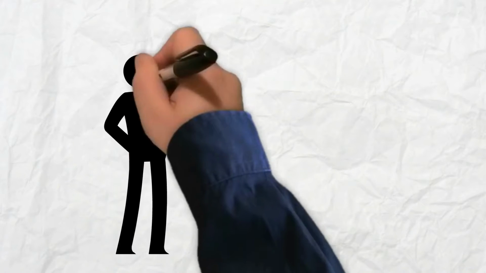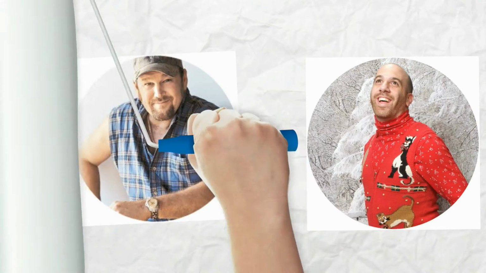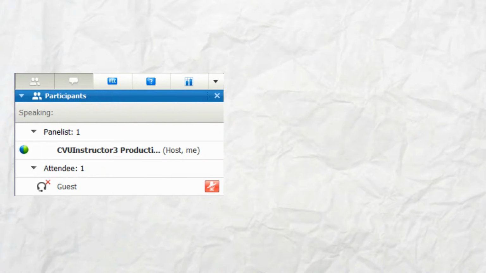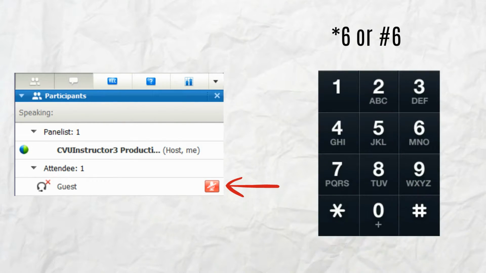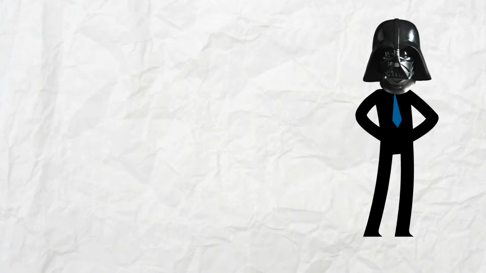A couple quick tips to start this session. Keep it classy. Dress to impress. You're going to be on camera, so no cutoffs, and avoid those ugly Christmas sweaters. After launching WebEx, select the mute button, or you can use the *6 or #6 on your phone keypad to mute or unmute your line at any time. Try to avoid being that guy or girl who just is heavy breathing on a line and forgets to use their mute.